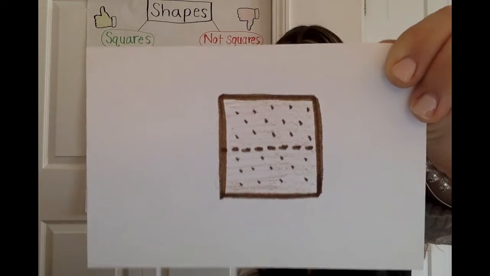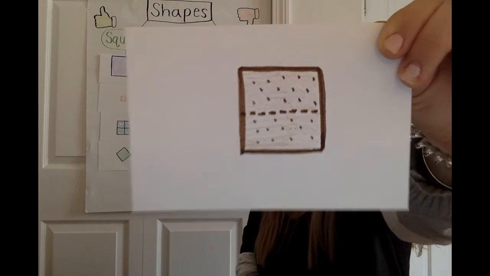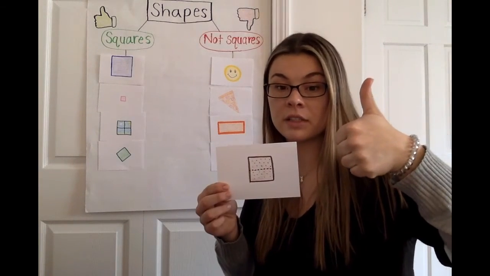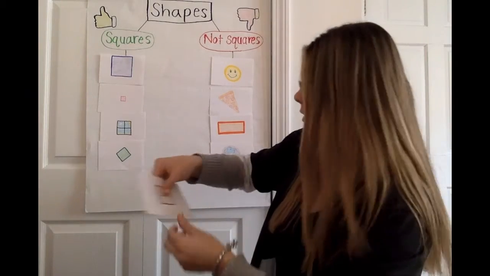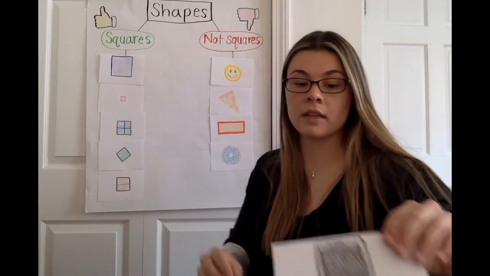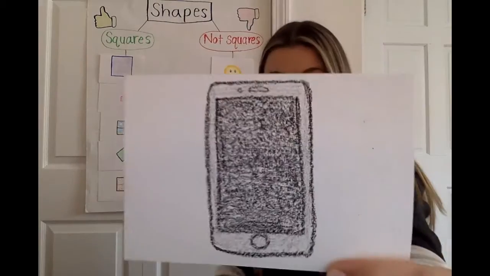There's a graham cracker. Should have had a thumb up. This is in the shape of a square. We'll go under the squares. And then last, an iPhone.